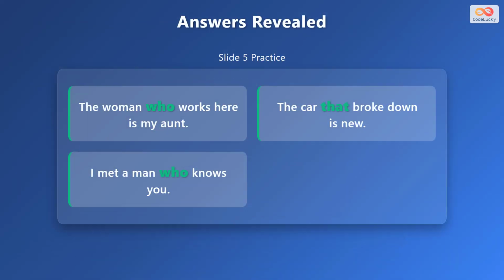Here are the answers to the practice exercise. The woman who works here is my aunt. The car that broke down is new. I met a man who knows you. Using the correct relative pronoun connects clear and complete ideas.